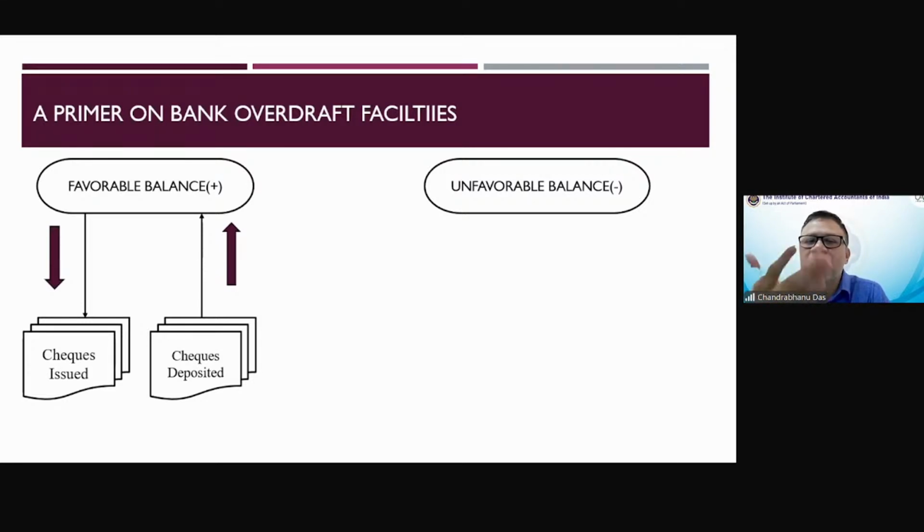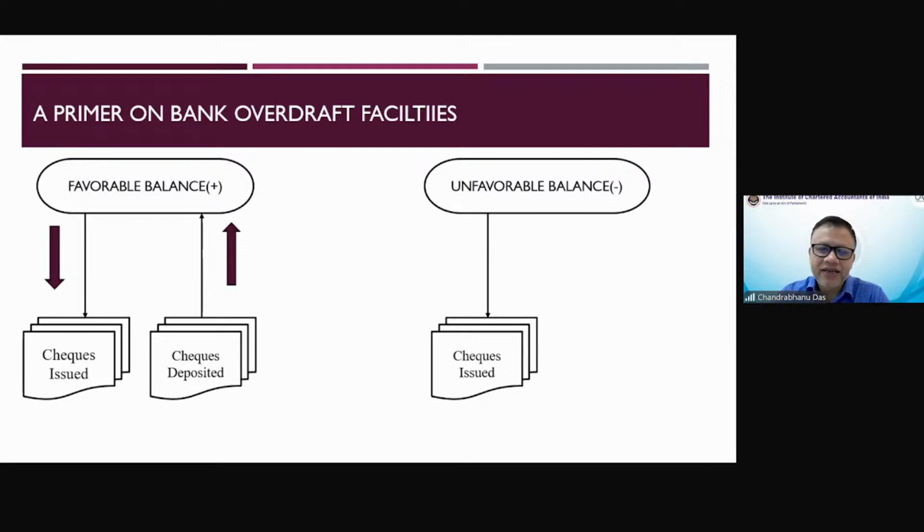Normally, banks provide overdraft facilities. Banks allow you, like a credit card, to spend more, because you must be knowing, all of you, when you studied in +2, about working capital. So to provide short-term loans, banks provide an unfavorable balance to companies. In that case, whenever checks are issued, the balance actually increases, because minus with more minus will increase.